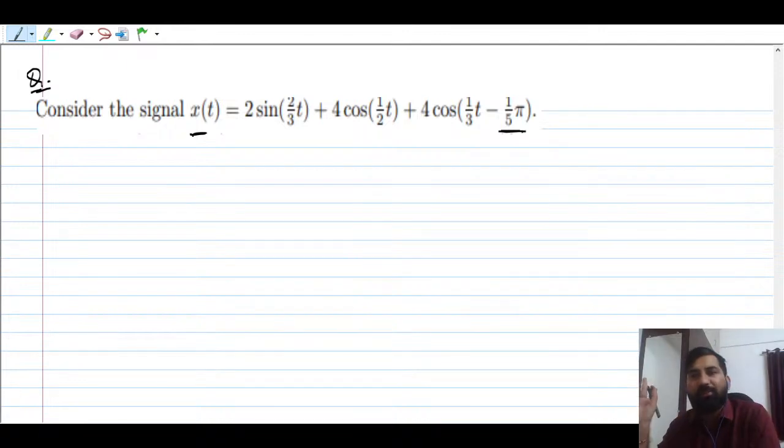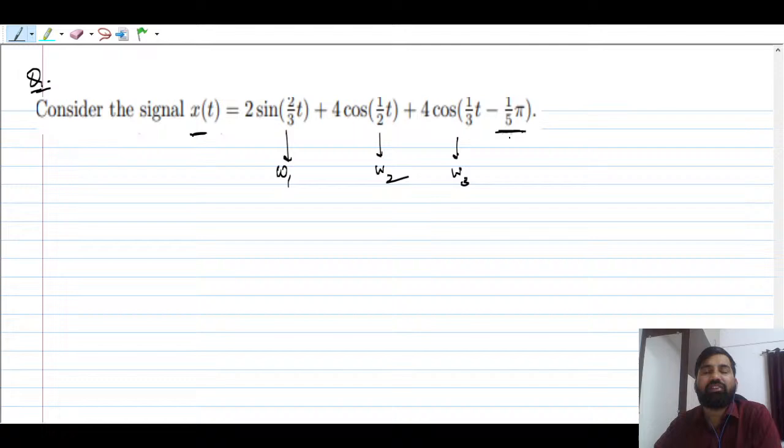Remember, phase does not affect the periodicity, because the phase comes from a time shift. Now you have to only focus on the individual frequencies: omega 1, omega 2, omega 3. All the frequencies are different, and they are fractional: 2 by 3, 1 by 2, and 1 by 3.